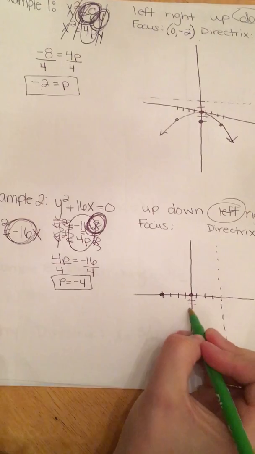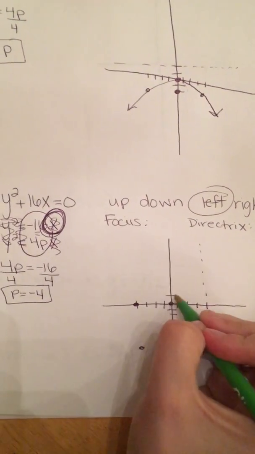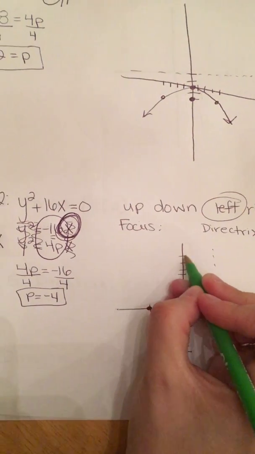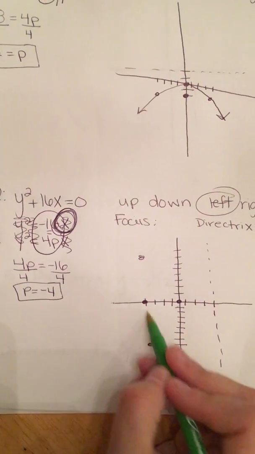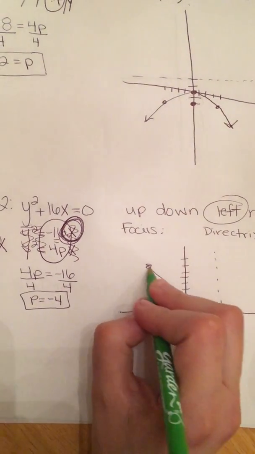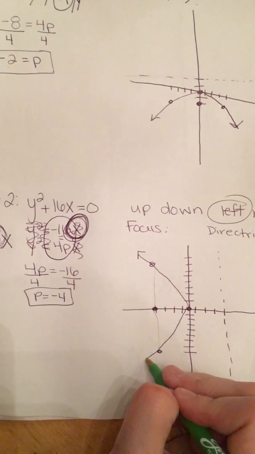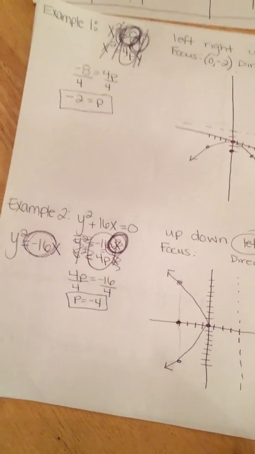So 1, 2, 3, 4, 5, 6, 7, 8. And 1, 2, 3, 4, 5, 6, 7, 8. And again, the reason we do half is because if you add this 8 with this 8, that's how you get your 16, right? And then why is it negative? Well, because it's pointing in the negative direction. So that's why it's negative 16.